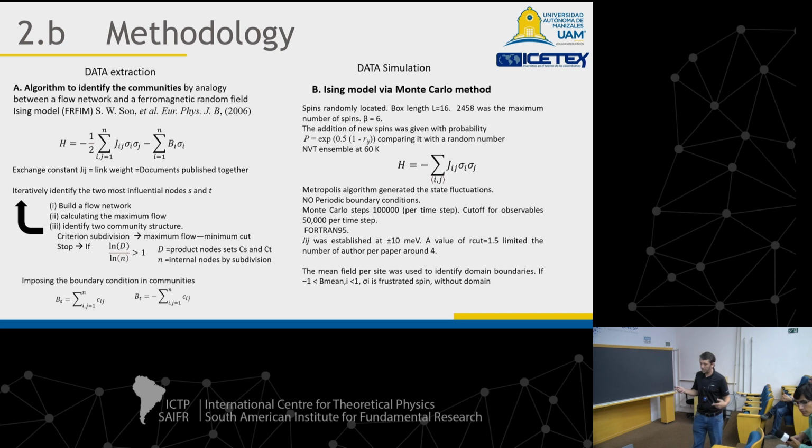And also I use the mean field. This is to separate the domains according to this field. And if the mean field is around -1 or 1, the spin is frustrated. And that refers to the people that don't have a community. They jump from one community to another community, but do not have their proper community.